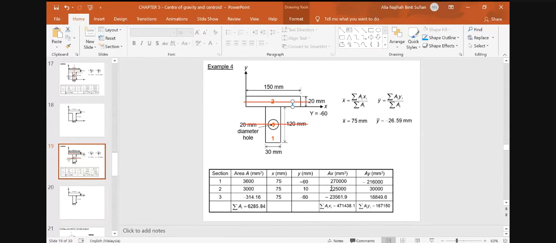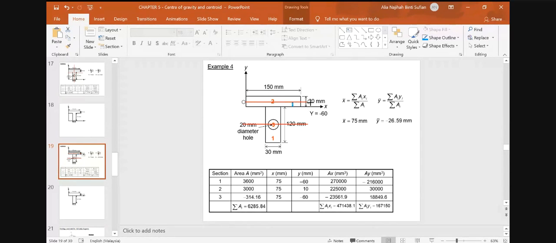Okay, then we multiply the AX again. We get this one, AX1, AY1, and total A. Inserting all the values here into these two equations, we get X bar equal to 75 mm.